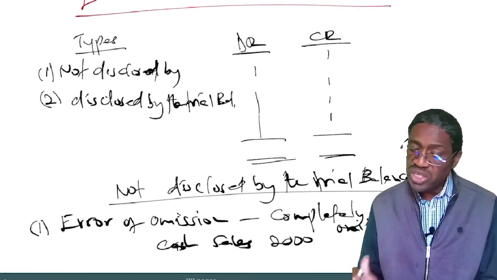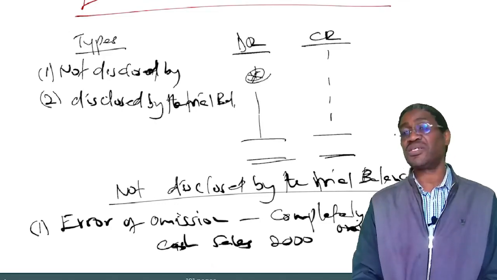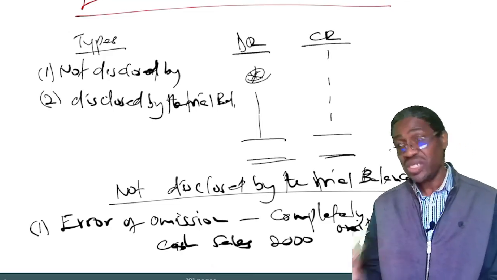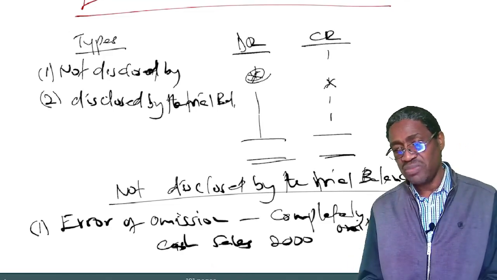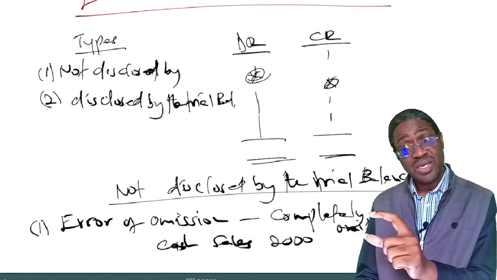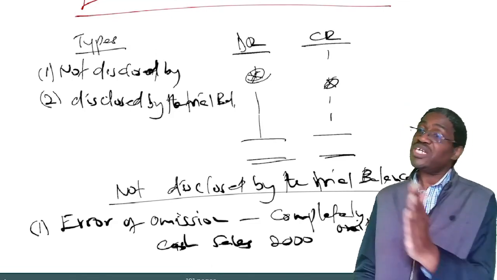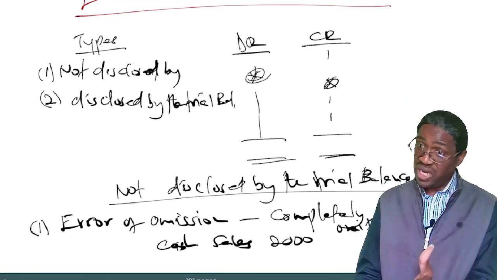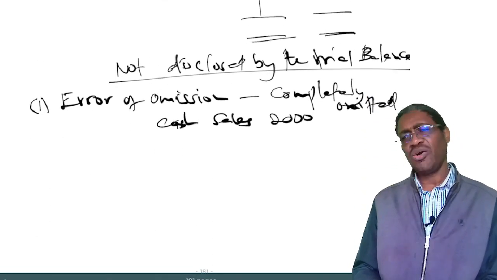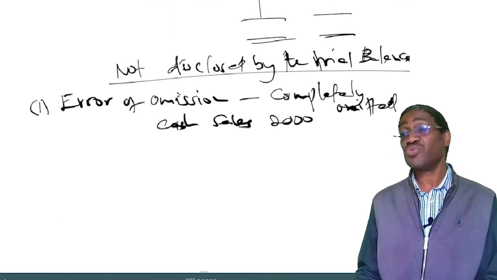Why? Because you debited cash, and cash being a debit balance, it will affect the debit. But the transaction was not affecting the credit, because sales is an income. An income is always a credit balance. So if you did not credit sales, then the trial balance will never balance. Or maybe you credited sales and you forgot to debit cash. The trial balance will never balance. But where you completely omitted the recording of that transaction, the trial balance will still balance.